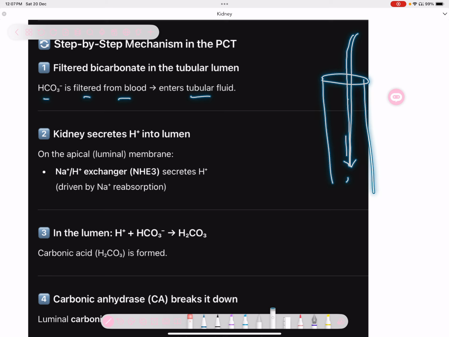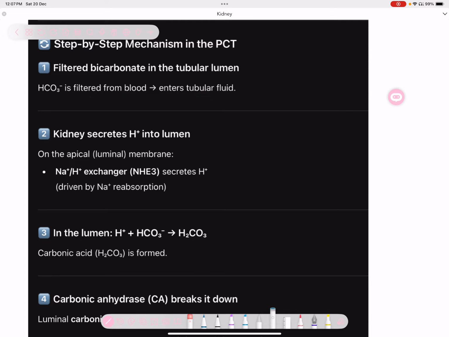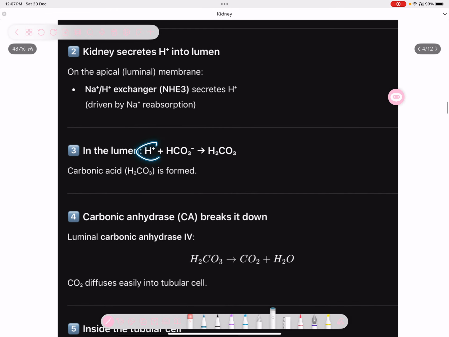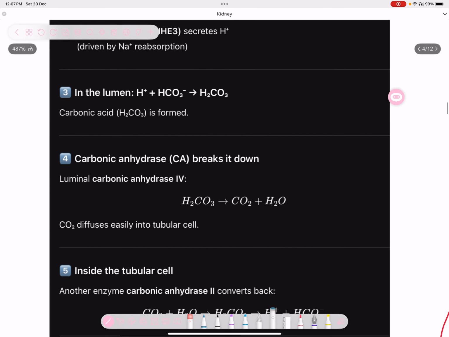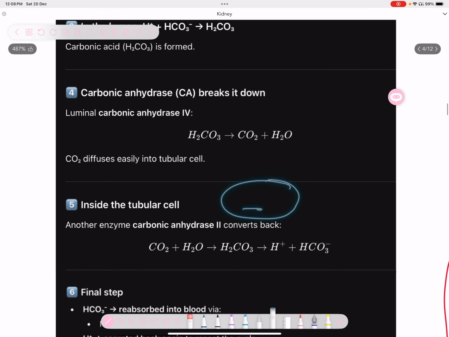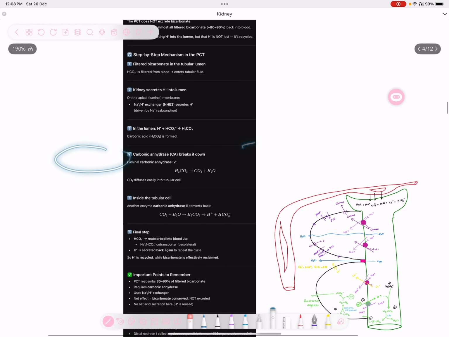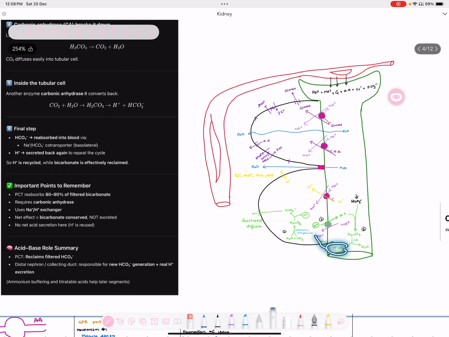On the apical luminal surface, this one, you have the sodium hydrogen exchanger that secretes protons, driven by sodium reabsorption. So sodium is reabsorbed and protons are pumped out or secreted out. In the lumen, the proton that went out and the bicarbonate from the filtrate come together and form carbonic acid. And this carbonic acid breaks down in the presence of carbonic anhydrase and forms carbon dioxide and water. Now this carbon dioxide can easily diffuse, right? The carbon dioxide that was formed can easily diffuse inside.